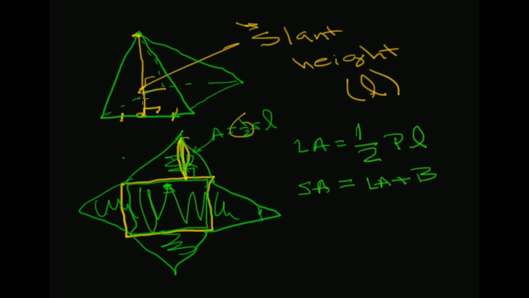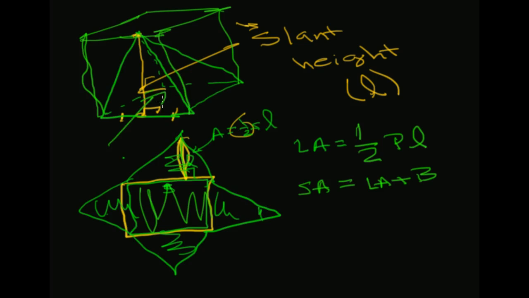Now, the trick to finding volume is this: if I were to put that pyramid inside of a prism that has the same base and the same height, I could actually fit three of those pyramids inside there. So the volume of the pyramid is 1/3 the volume of its corresponding prism, which is base times height.